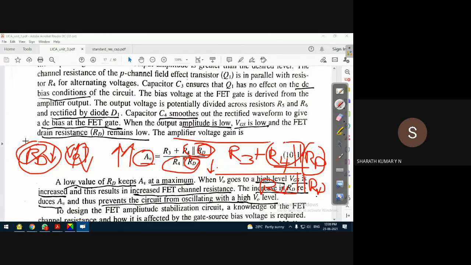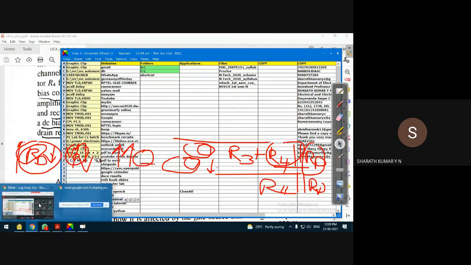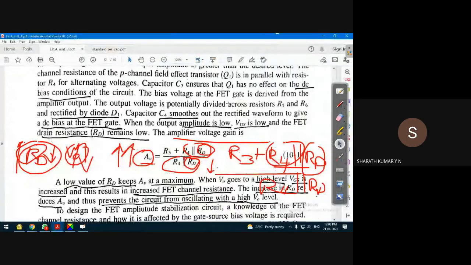When the channel resistance, sorry, just a second. Okay, so the channel resistance is very small.